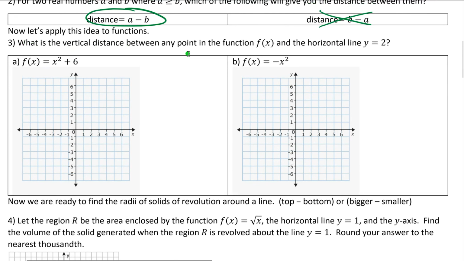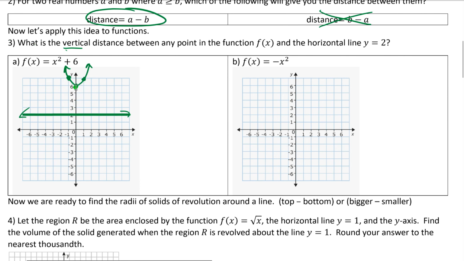What is the vertical distance between any point on the function f of x and the horizontal line y equals 2? So the key being vertical distance here, that's what we're going for. And if I was going to draw this, it would look something like this. And so our goal is to figure out the vertical distance from any point to this line. For example, this distance, and this distance, and this distance, and this distance. Kind of looks like a waterfall. We want a function that'll describe that.